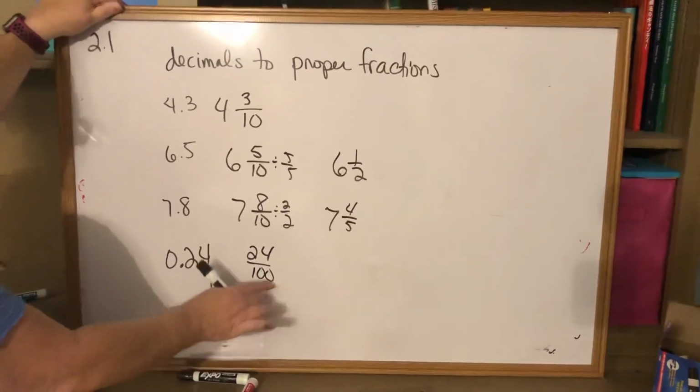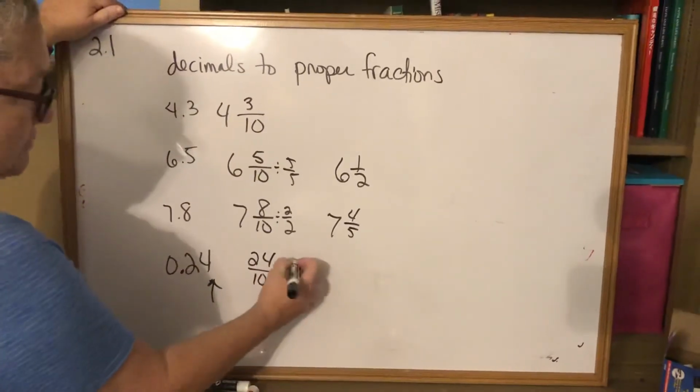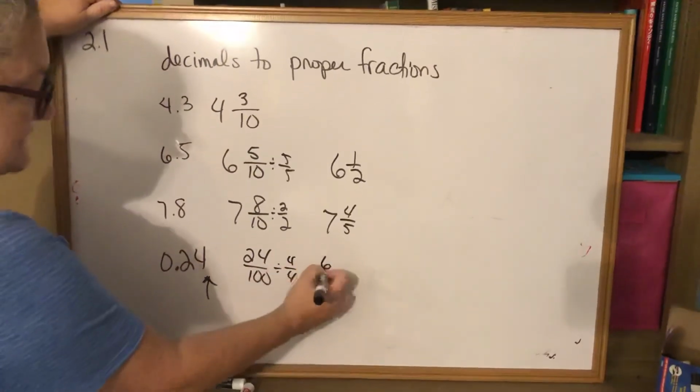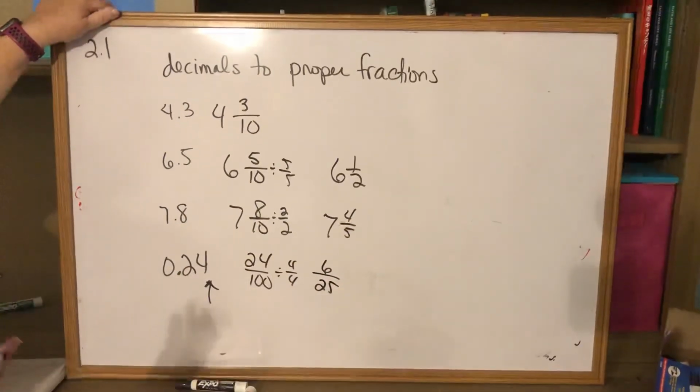So there's our 100, and we need to simplify. What can come out of both of these? Well, we can divide both by 4, so that would be 6 over 25. And if we could simplify it anymore, we would.